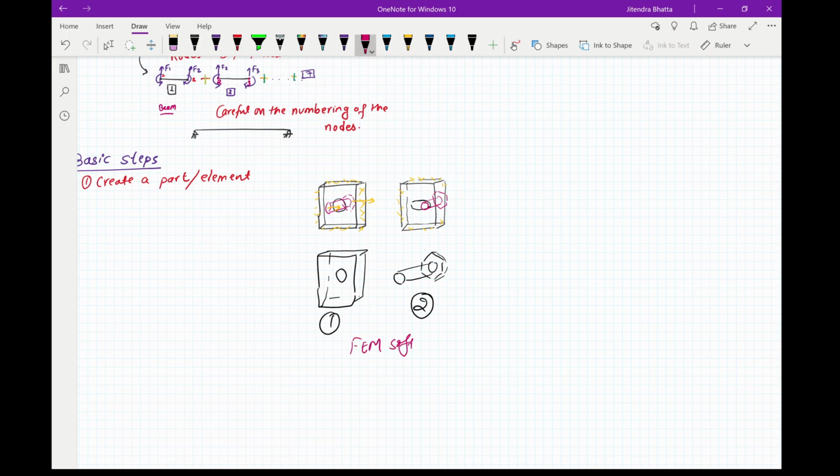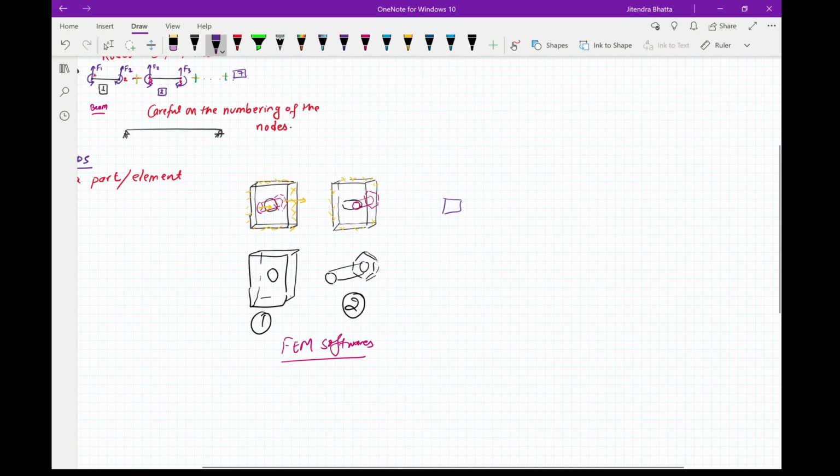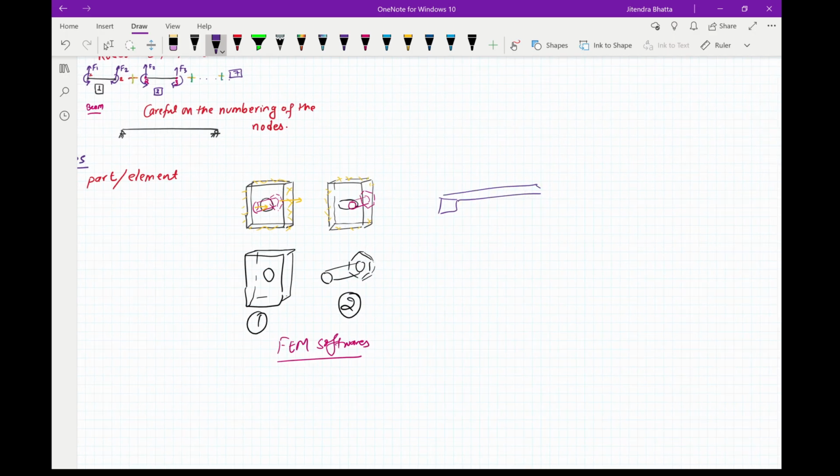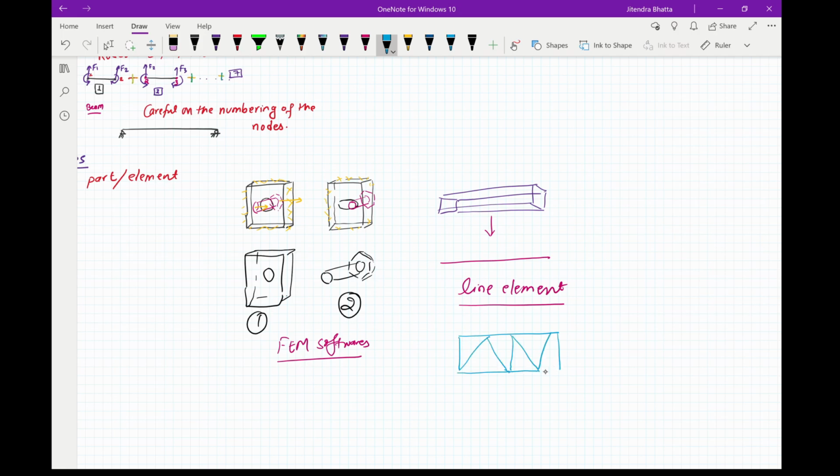softwares, whereas in theory, when you are solving for a beam like this, then you just form a part that is linear like this. So this is your line element. Or you may actually have a truss, then you form line elements going like this. So this will be your truss.